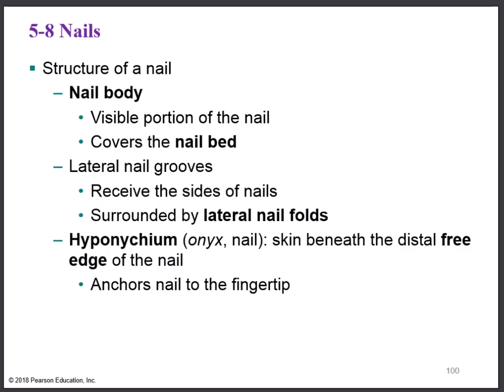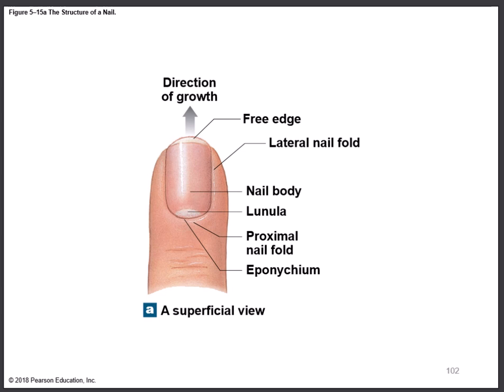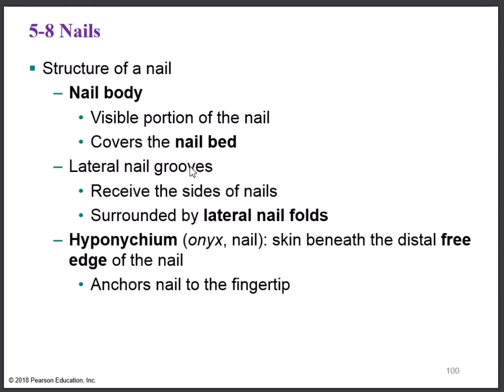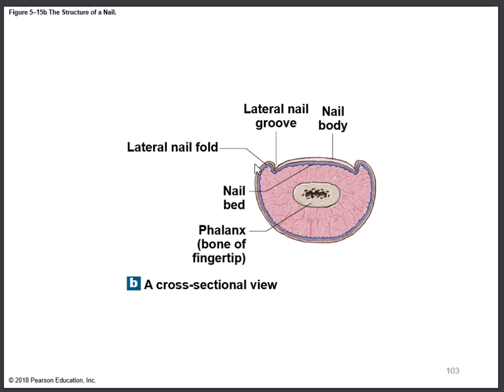So, let's take a look at the structure of a nail. If you were to look at your fingernails right now, it would look something like this from the top. This main part right here is called the body. The main part of the nail is the body, the visible portion of the nail. The nail is actually curved. So the body is curved like this. You see it kind of curves down.